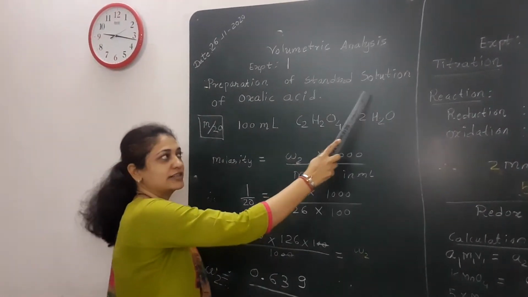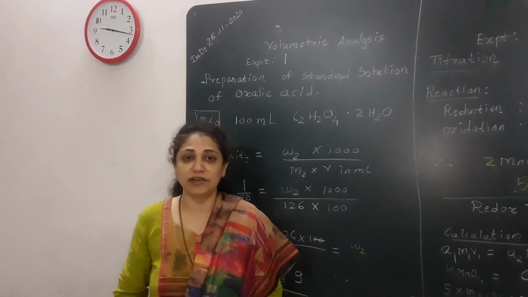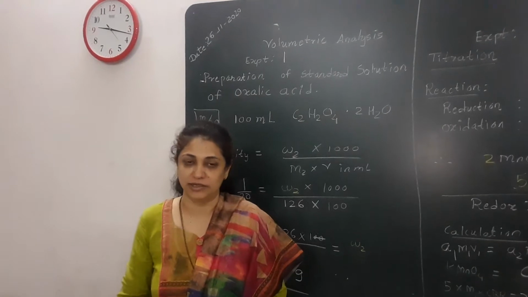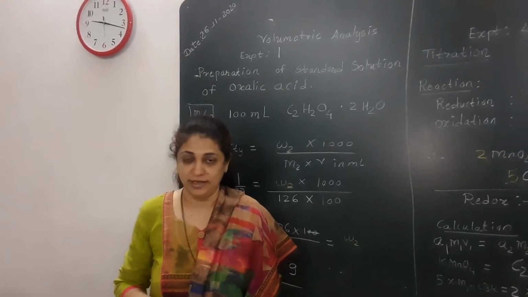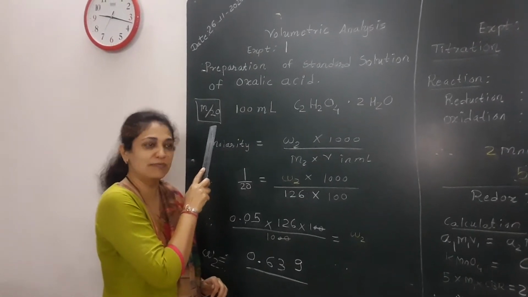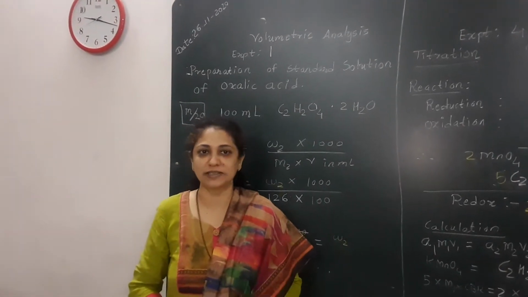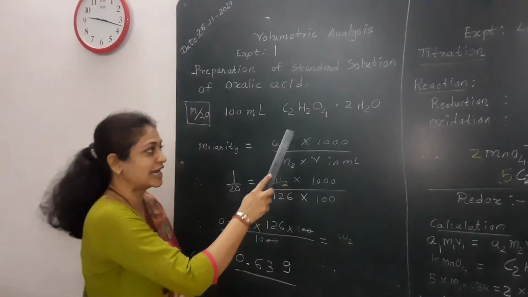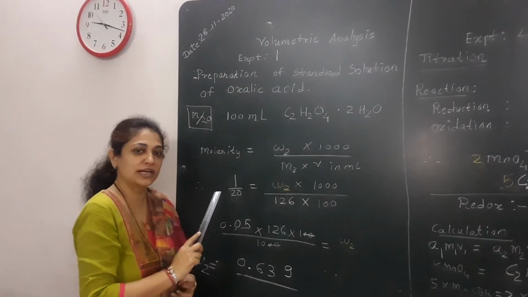Now first let us learn what is standard solution. We have learned in a solution chapter that any solution, if its concentration is known to us, is called a standard solution. So we are supposed to prepare N/20, that is 1/20 molar, 100 ml of oxalic acid. So we need to weigh the oxalic acid, and that weighed quantity we need to dissolve in 100 ml of water. So for that we will first calculate how much we are supposed to weigh.